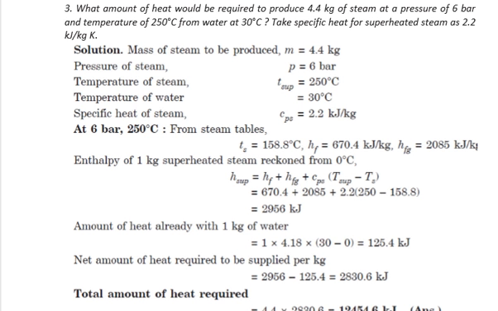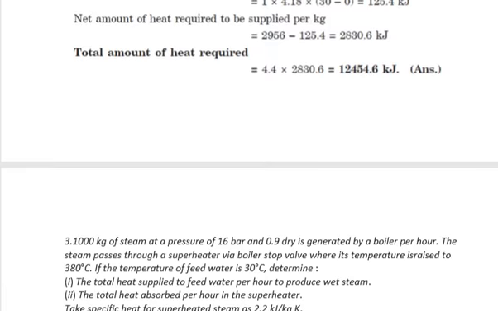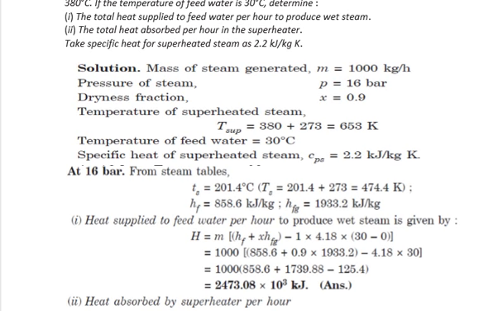But in this case, the mass of water is 4.4 kg. Therefore, you have to multiply 4.4 into 2830.6, and you will get 12,454.6 kilojoule amount of energy required to convert 4.4 kg of water at 30 degrees Celsius into steam. This is the end of the third numerical. Then go to another numerical.